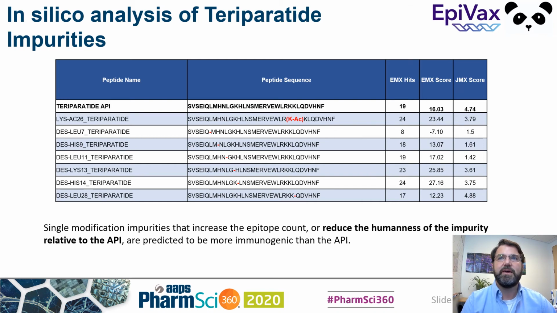And then we do have a peptide impurity here, which actually has a slightly lower EpiMatrix score but a slightly higher JanusMatrix score. So while we would expect these impurities here to be more immunogenic than the API sequence, we would expect this one to be about the same.